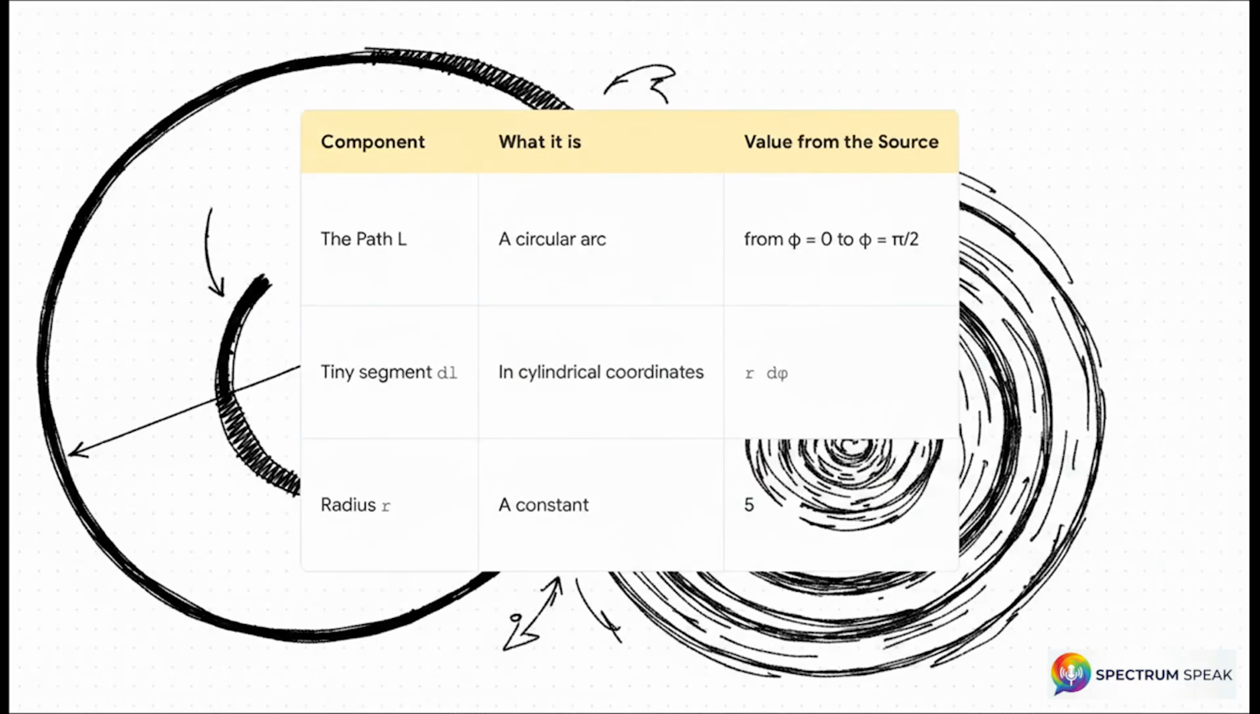So let's get everything set up. Since we're dealing with a circle, using cylindrical coordinates just makes life way easier. In that system, a tiny piece of an arc, dl, is just the radius r times the tiny change in angle, d phi. And we know our path is from an angle of 0 up to pi over 2, and our radius is a constant 5. We've got all the ingredients.